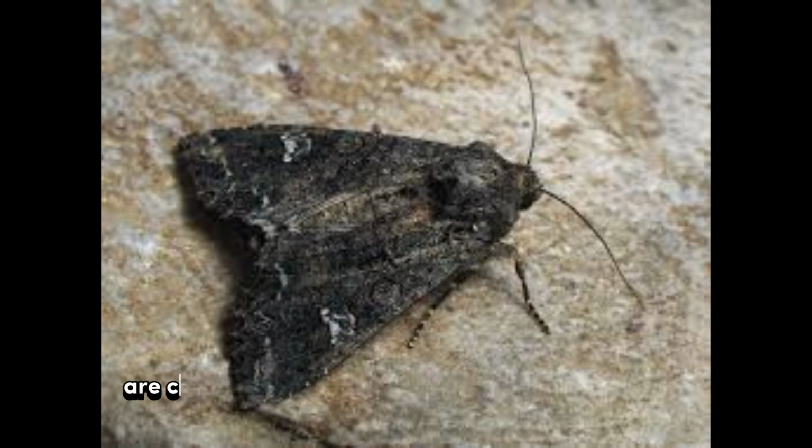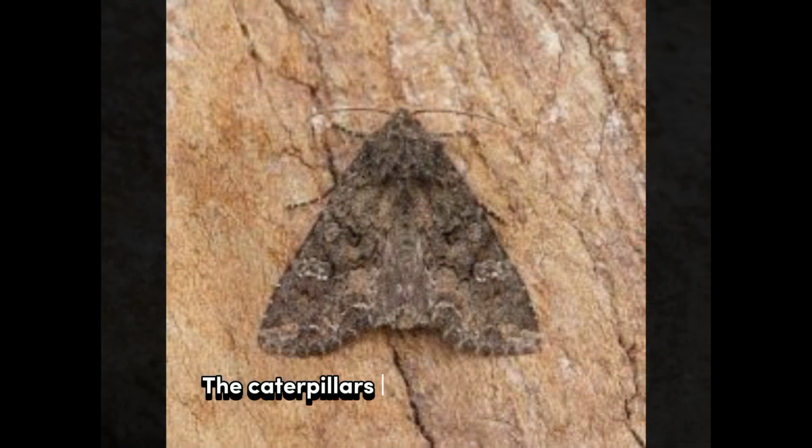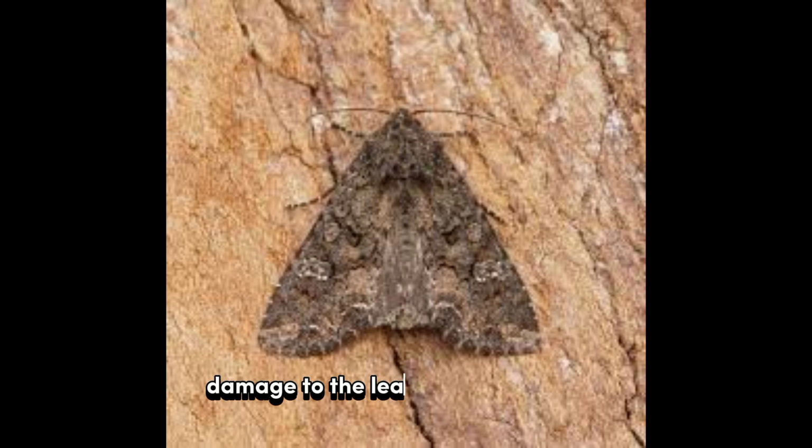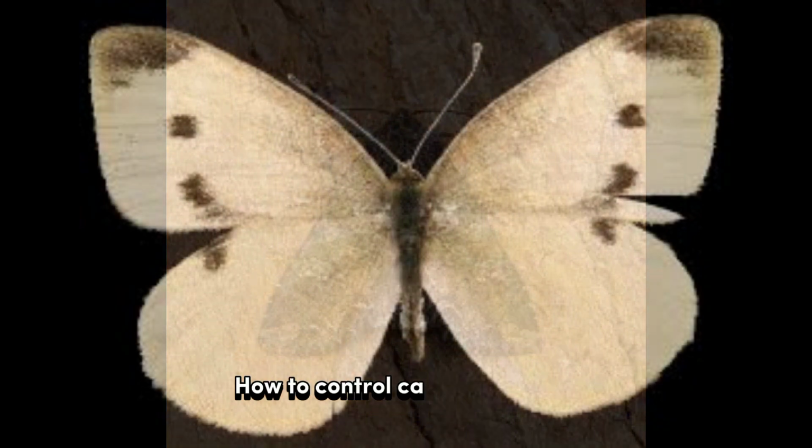Cabbage moths are considered to be a major pest of brassica crops. The caterpillars can cause significant damage to the leaves of these plants, and they can also contaminate the plants with their droppings. How to control cabbage moths?